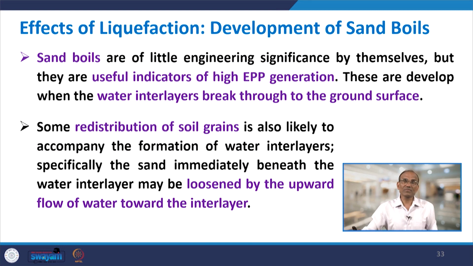Sand boils are of little engineering significance by themselves, but they are useful indicators of high excess pore pressure generation. If there is a development of sand boils in the field during an earthquake, it is an indicator that the development of excess pore pressure is high below the layers. These are developed when the water interlayers break through to the ground surface. Some redistribution of the soil grains is also likely to accompany the formation of water interlayers, specifically the sand immediately beneath the water, which may be loosened by the upward flow of water in the next cycle.